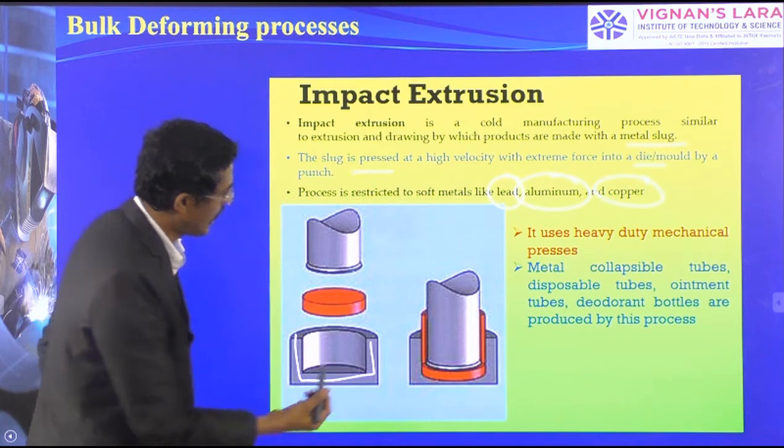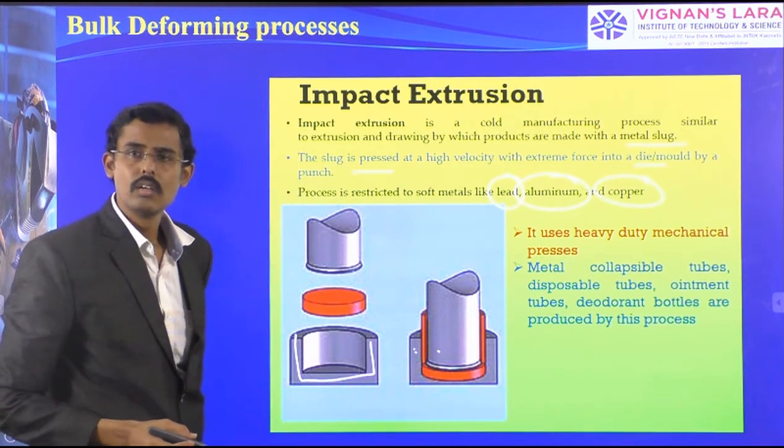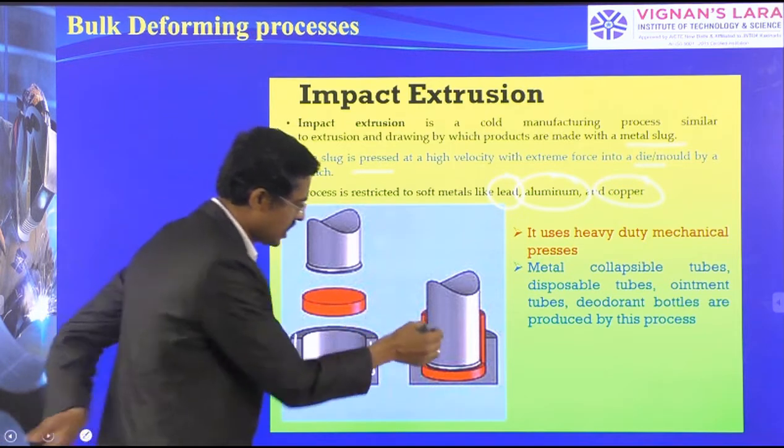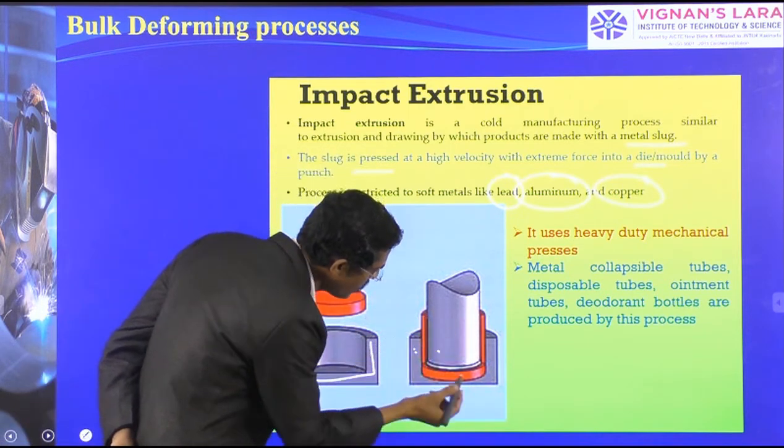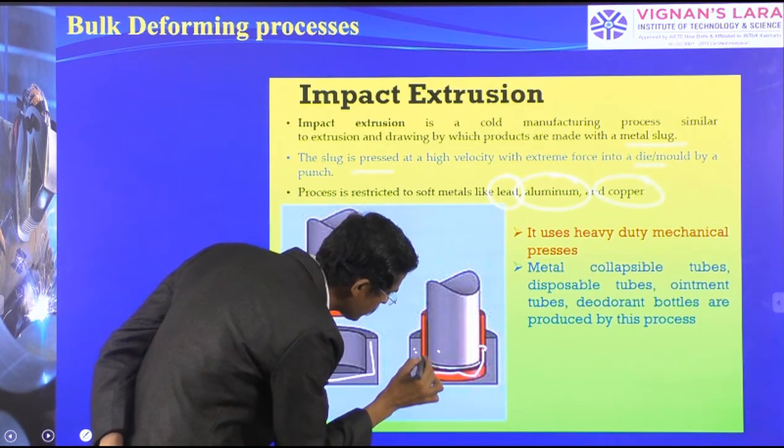When it is pressed, I have a gap between the die and the workpiece, that is, the punch and the die. So in this gap, the material is going to come back again. So it is pressed and it is coming back again. It is finding the path to go out.